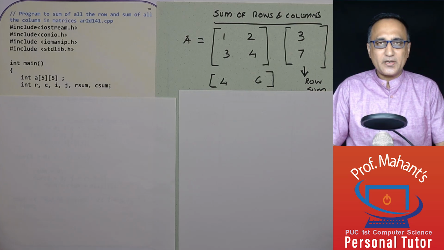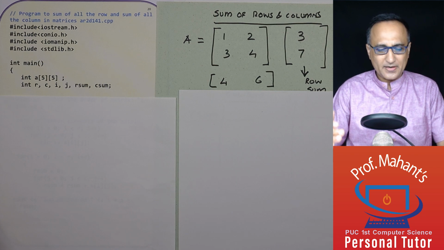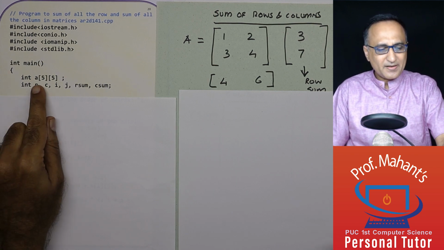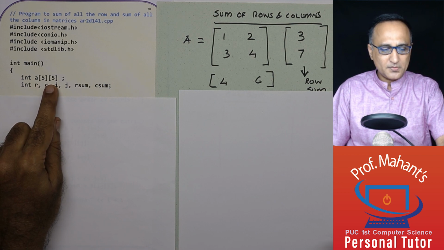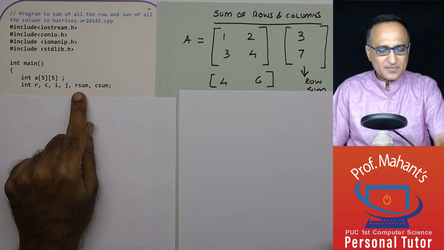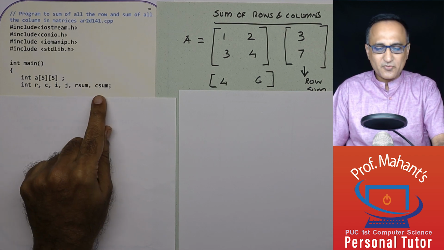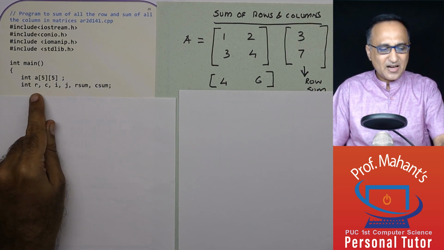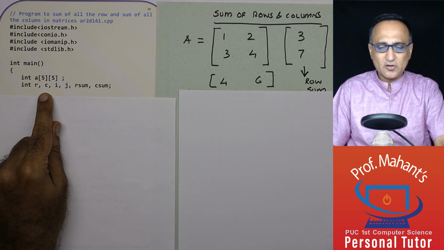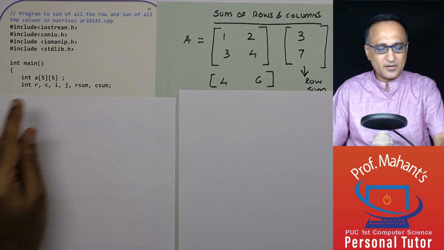Let us now take a look at a program where we're going to find the sum of rows and the sum of columns of a matrix. So let us say I have a matrix A with the maximum capacity to store 5 rows and 5 columns. I have R sum which will store the sum of the rows, C sum which will store the sum of the columns. I and J are indices, R and C stand for the number of rows and columns of this particular matrix which a user may decide to enter.